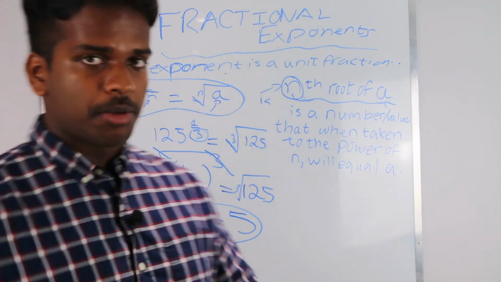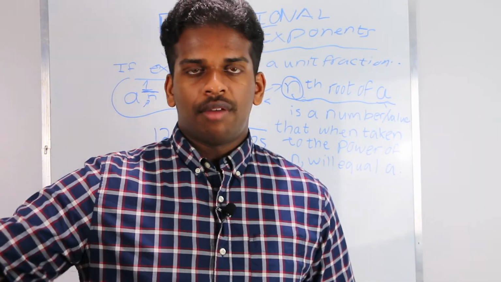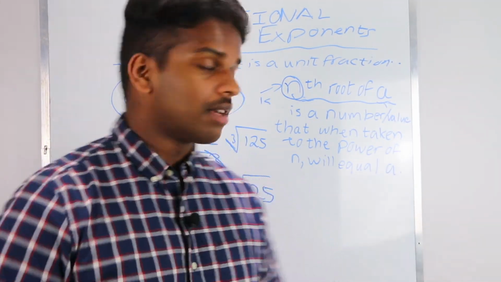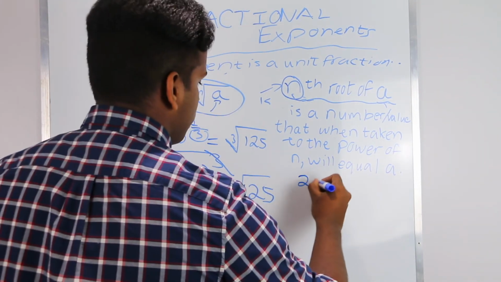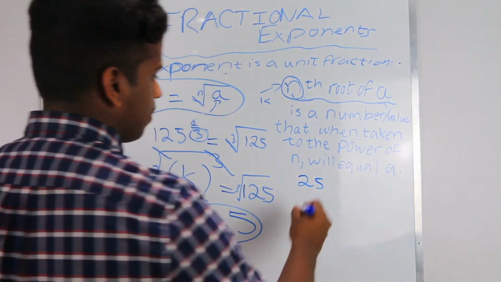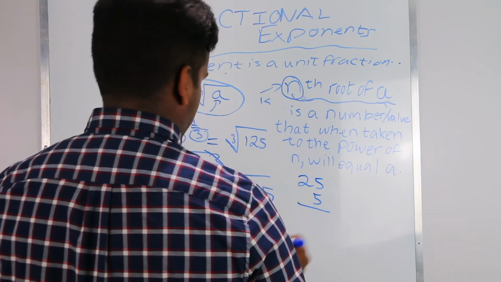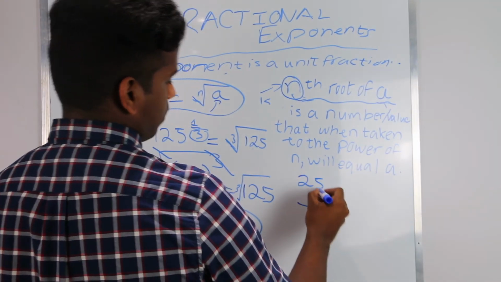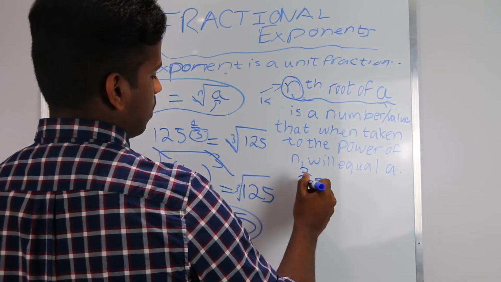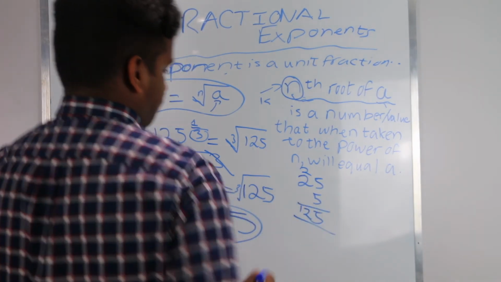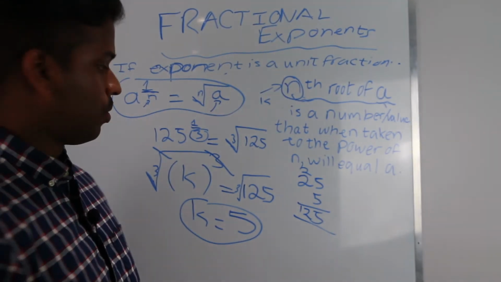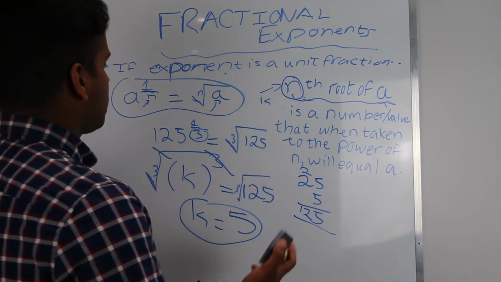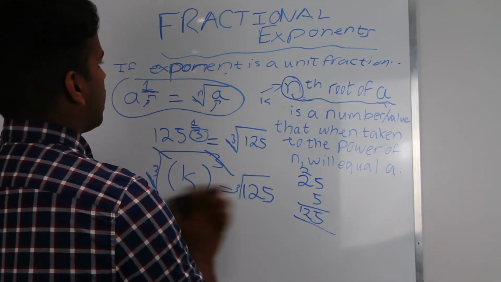Just to show you how I got it: 5 times 5 is 25, and 25 times 5 is 125. Because 5 squared is 25, and 5 cubed is 25 times 5, which is 125. So that is how you tackle fractional exponents when you have a unit fraction.